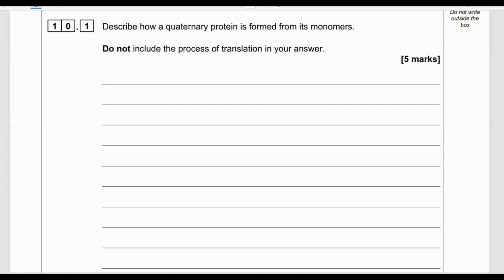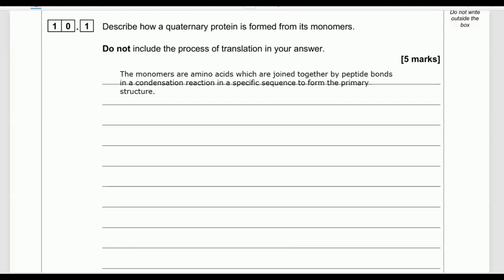Describe how a quaternary protein is formed from its monomers. Do not include the process of translation. So the monomers are amino acids. How are they joined together? They're joined together by condensation reactions, which form peptide bonds. So there's two lovely marks there. Monomers, named as amino acids, joined together by condensation reactions that form peptide bonds.